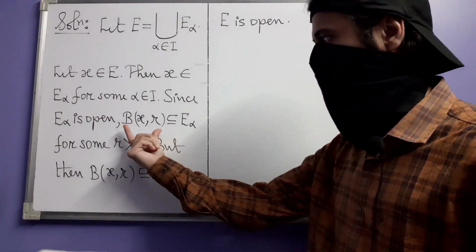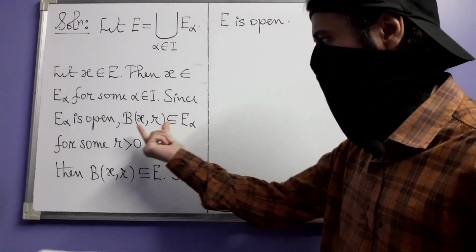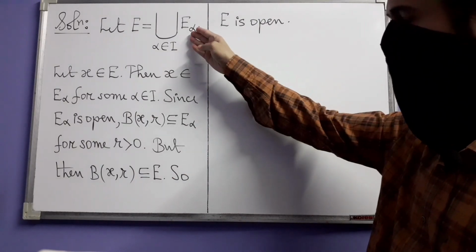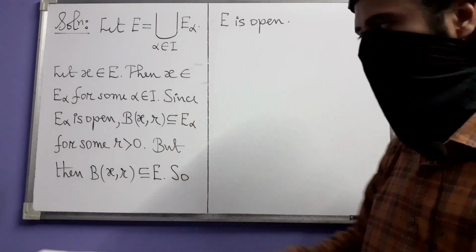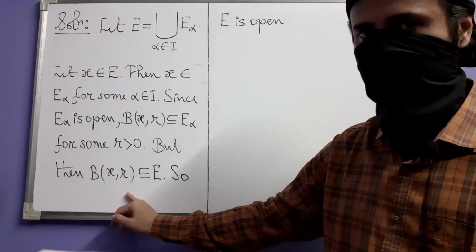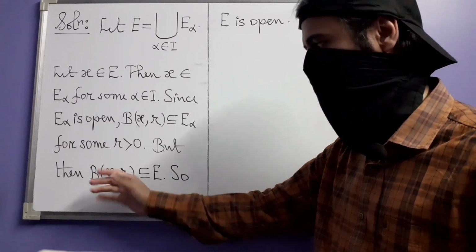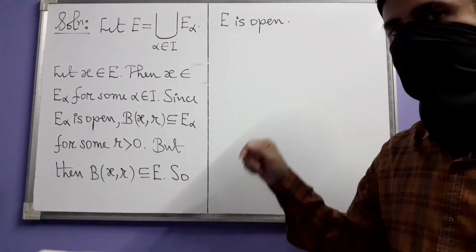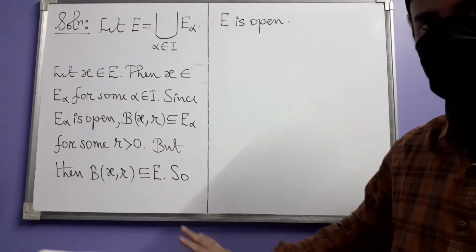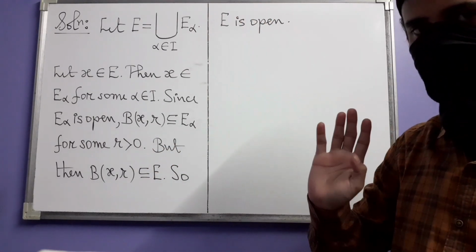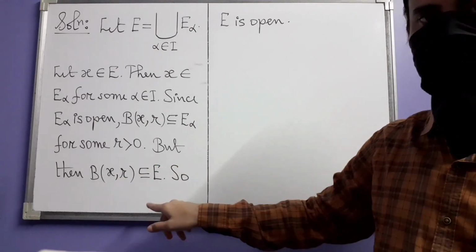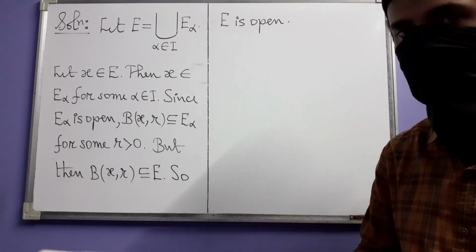But then if this is a subset of E alpha, then this obviously is a subset of E as well, because E alpha being one of these sets is itself a subset of E. So that way we find that there is an open ball centered at X having some radius that is entirely contained in E. And hence, again, by a previous part that we proved earlier, every point in E is an interior point, and that is why E is open.